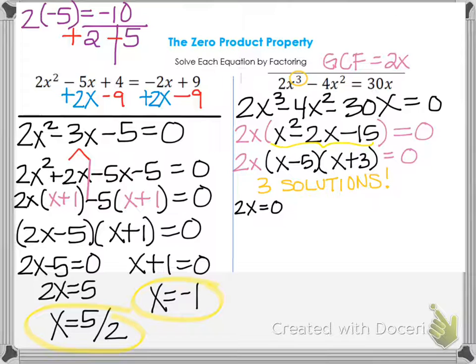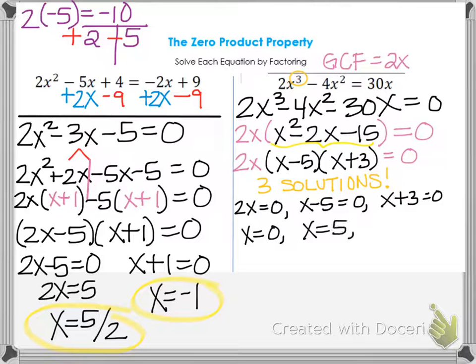So we're actually going to get 3 equations out of this. 2x equals 0, x minus 5 equals 0, and x plus 3 equals 0. Then when we solve these 3 equations, we get our 3 solutions. So x equals 0, or x equals 5, or x equals negative 3. Those are our 3 solutions to this problem.